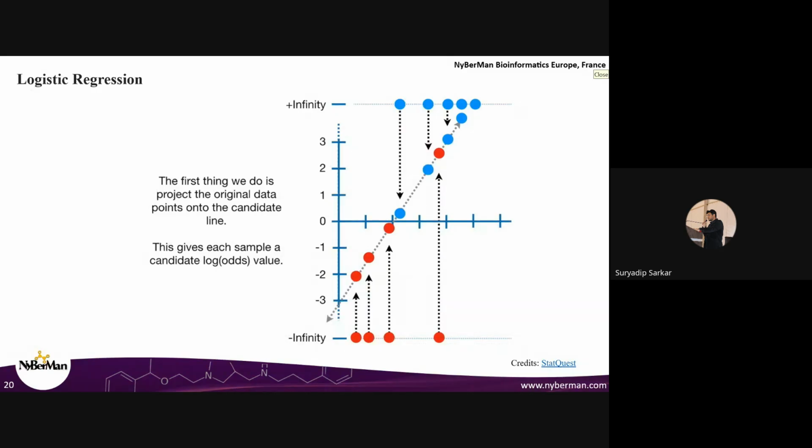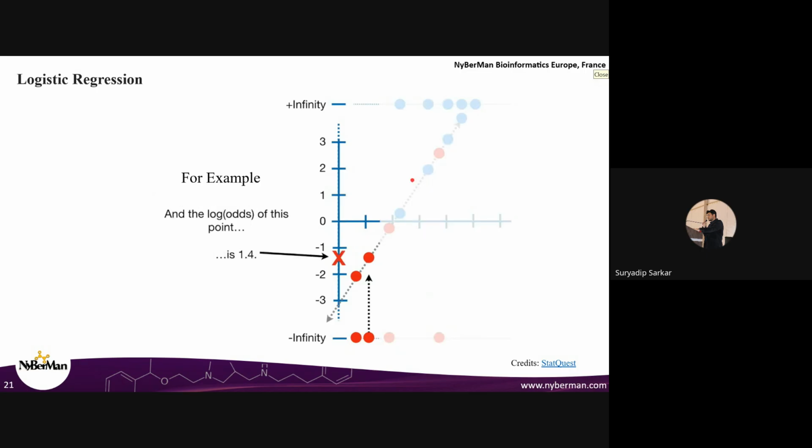So the first thing, in order to perform maximum likelihood estimation, is for us to project the data onto this line. Okay, so we project the data onto this line, and each point is projected onto the line. What will I do? I will end up with having a log of odds value for that particular data point, and that is exactly what I want here.